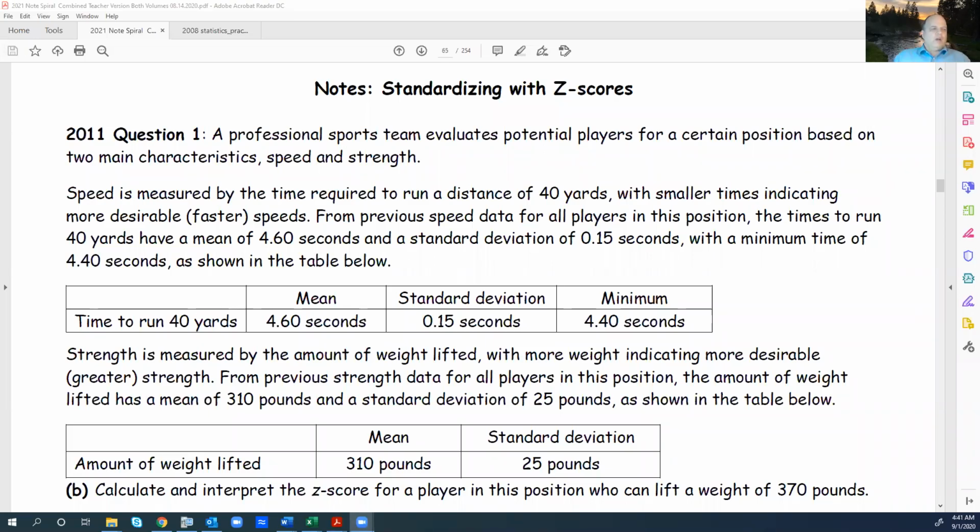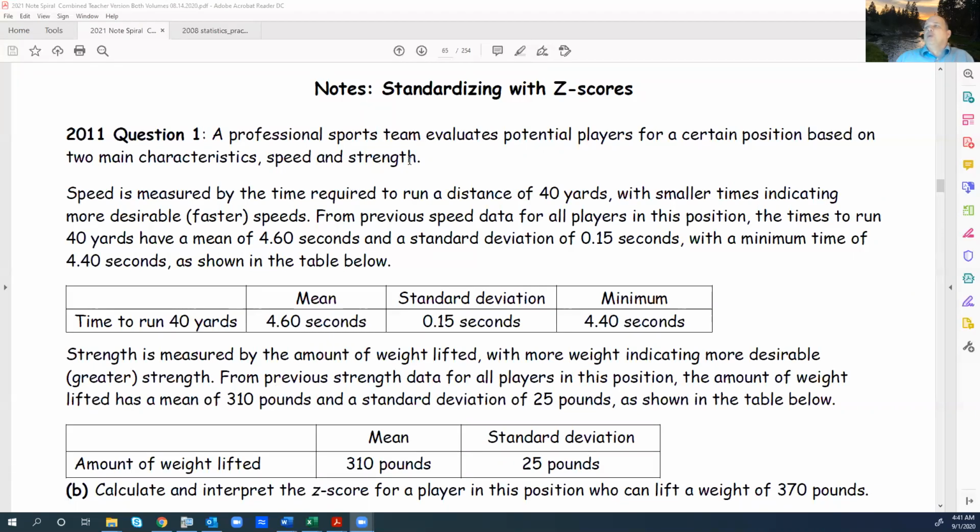Good morning. We are on page 65 of the notes spiral, and we'll be talking about standardizing with z-scores. This is a continuation of our discussion on standardizing with z-scores. So we're going to look at an AP question, 2011, question 1. Admittedly, I removed part A because you don't know how to do it yet, but part B and C you do. And this will give you a good idea as to what to be thinking about.